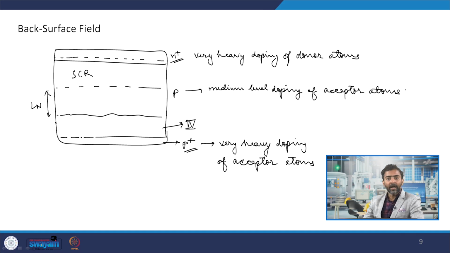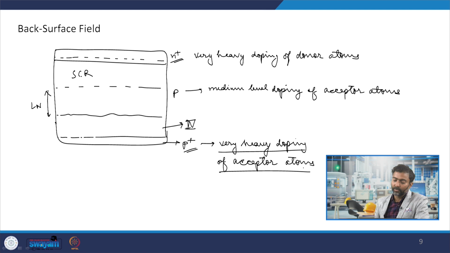So now what we have done here is that as we have created a very heavy doping of acceptor atoms at the base of the solar cell, a very interesting phenomenon will happen here. It acts almost like a p-n junction, but not really a p-n junction. So it is like a P and P plus interface. Now what will happen here, as you can probably understand, there are a lot of excess holes here. Okay, so many excess holes.